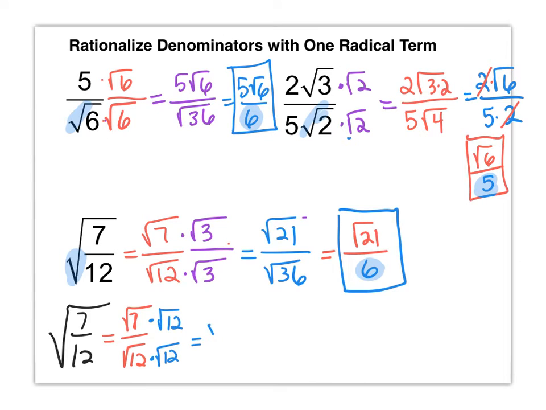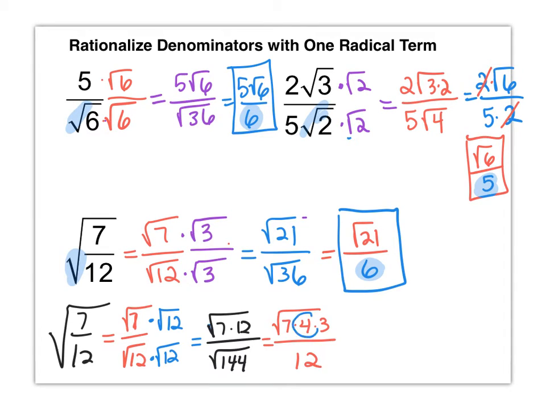So in the numerator, we get the square root of 7 times 12, and in the denominator you get the square root of 144. And that's a perfect square. So we can then write this as the numerator, which we'll end up having to simplify later. So let's write this in factored form. If we factor 12, we get 4 times 3. And in the denominator, the square root of 144 is 12.